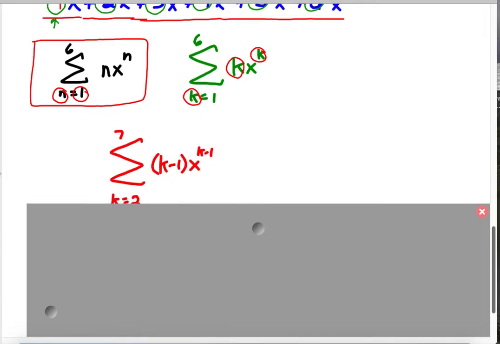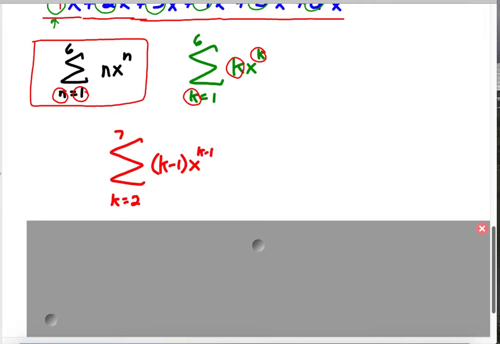Let's go to this one. Here's a more complicated way to work it out. Instead of having my index go from 1 to 6, what if I made it go from 2 to 7, but then I just made this k minus 1 and this k minus 1. So I'm starting at 2, and when I plug 2 in here, I get 2 minus 1 is 1, and I get 1 here, and so that's what I want. And then when I plug in 3 for k, k minus 1 becomes 2, and finally when I get to the 7, it becomes 6x to the 6th. So I still get the same answer. It's just more complicated.